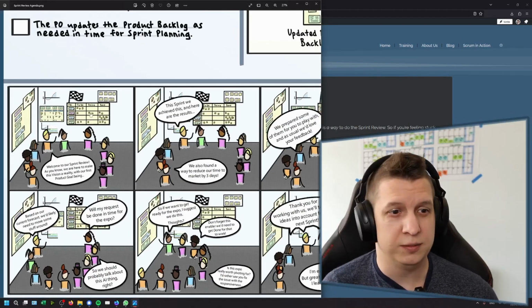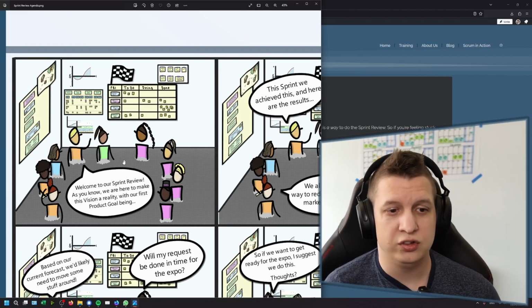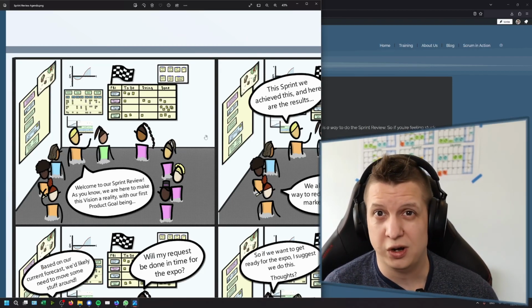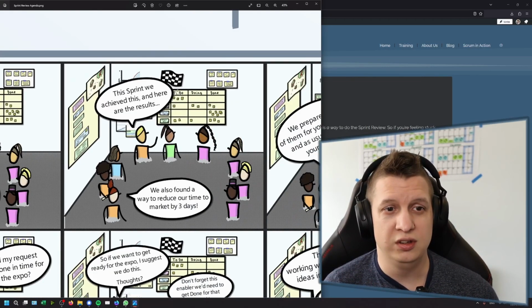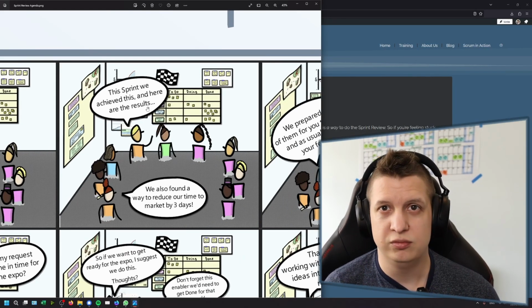And then this is a little comic. Well, it goes like this. We have the Scrum team: Welcome to our sprint review. As you know, we're here to make this vision a reality, with our first product goal being whatever it is for that team. This sprint, we achieved this, and here are the results, right? So they actually got something out the door. They got an increment out the door and released it.